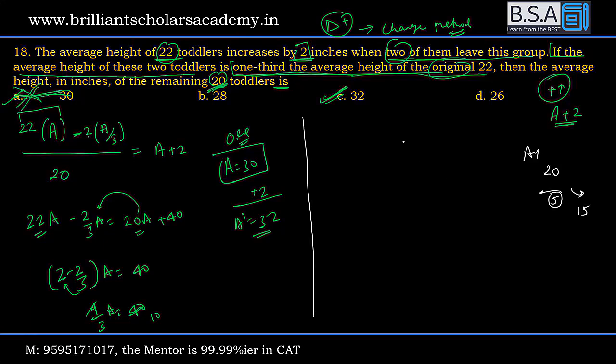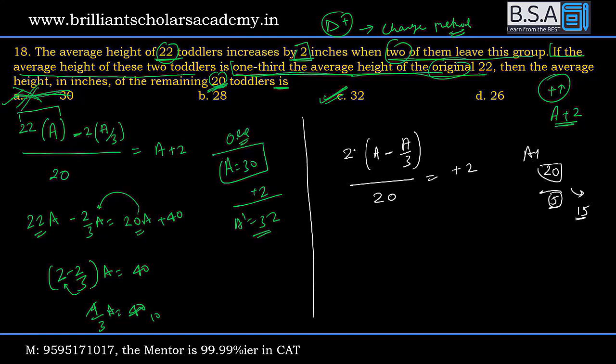Here, listen to this. The people who are leaving, their average is A by 3. So how much are they leaving for others? Average was 20, 15 is leaving, so extra for others is 5. Average was A, leaving is A by 3. So they are leaving A minus A by 3 for others. How many people are leaving? 2 of them are leaving. How many will benefit from this? 20 will benefit from this. And what is the benefit? Plus 2 is the benefit.